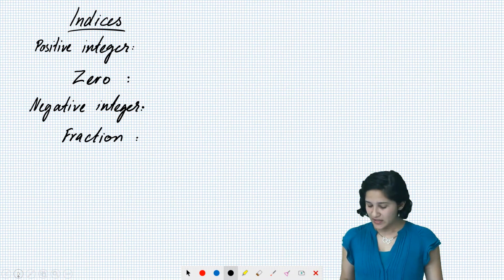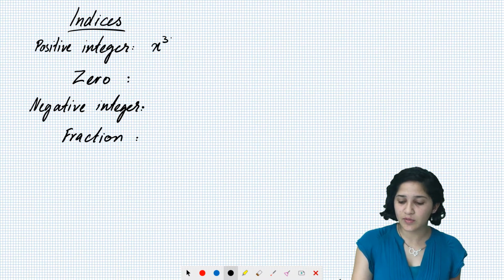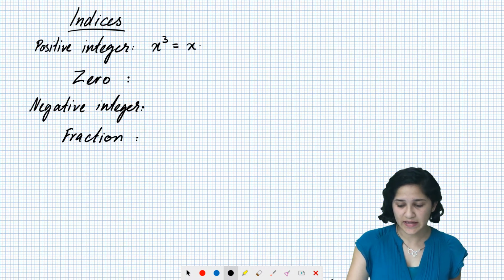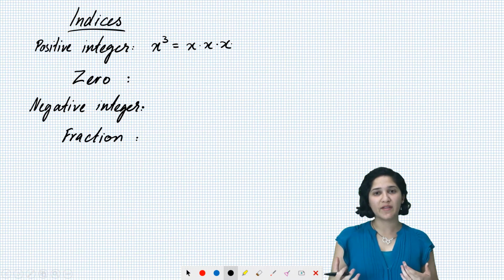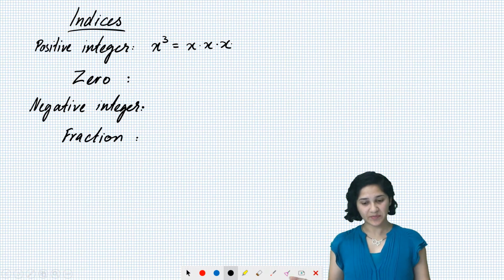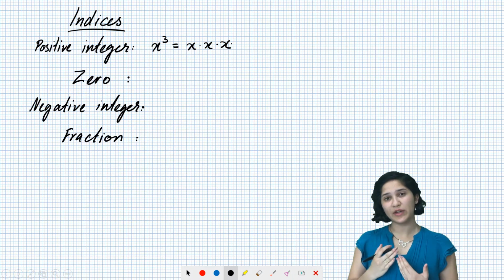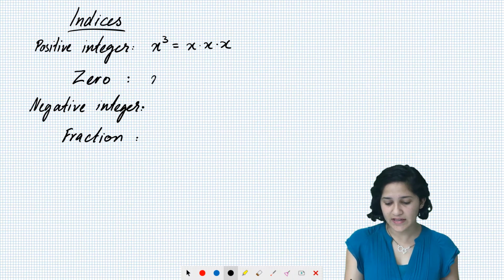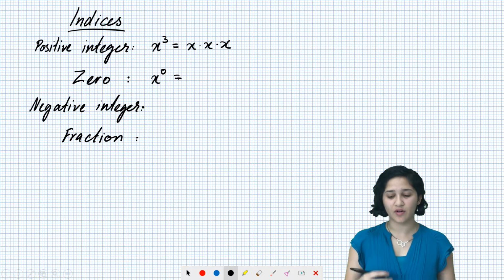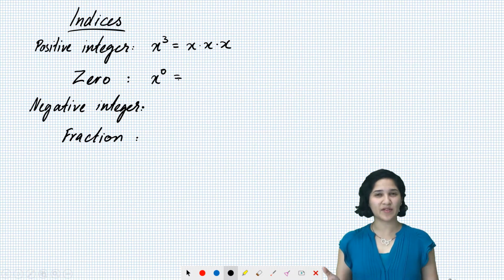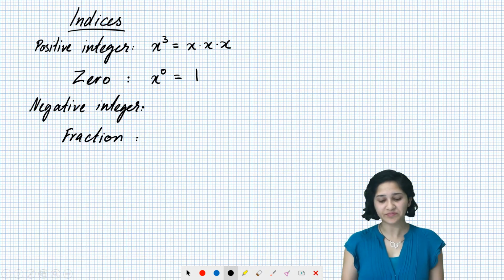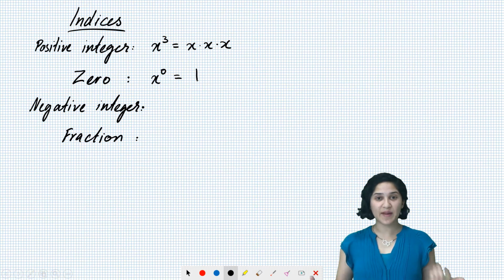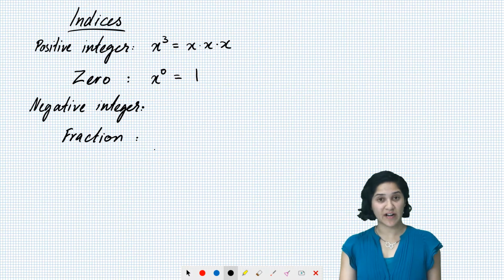So we thought about things like x cubed, which is x multiplied by itself 3 times. So we have a very intuitive way of understanding what positive integers mean. But in the last video, we saw that we could extend this to understanding x to the power of 0. So even though we can't really say x to the power of 0 is x times itself 0 times, we were able to figure out that x to the power of 0 has to be 1. So now we're going to do the same kind of thing for negative and fractional indices.